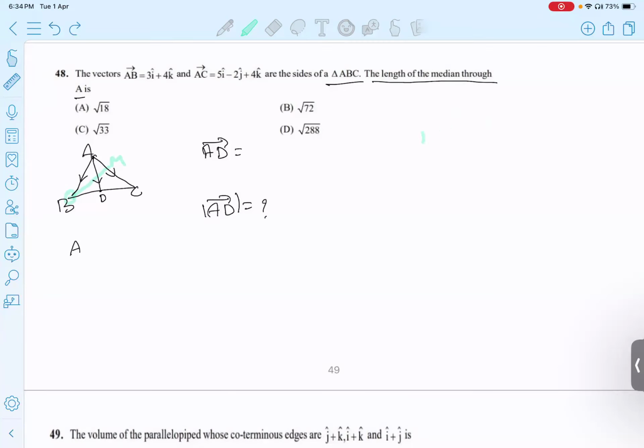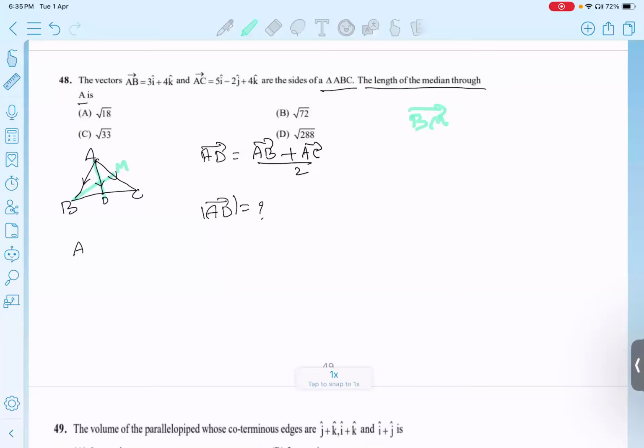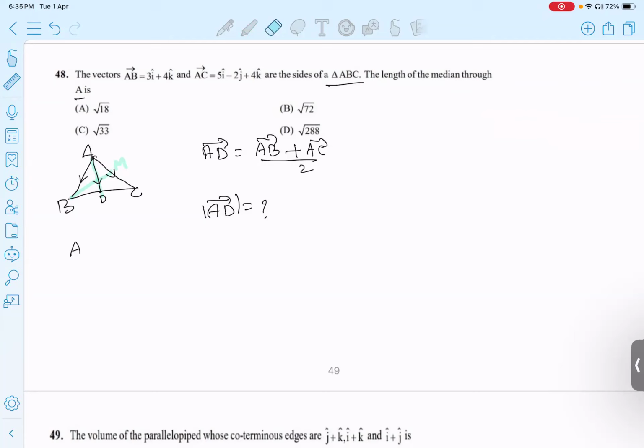AD vector can be written as AB vector plus AC vector by 2. If the question was what is BM vector, that is the length of the median through the point B, then it would have been written as BA vector plus BC vector by 2. Since they have asked only AD vector, we will sum up AB and AC.